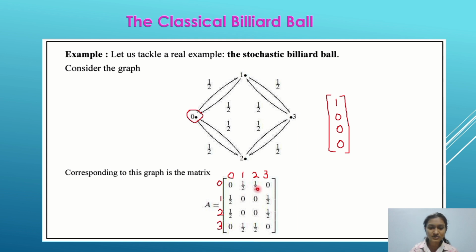Yes. So if you observe, from 0 to 1 it's half probability, and 0 to 2 is also half probability. So from 0 to 1 we have 1 by 2, and similarly 0 to 2 also we have 1 by 2, and the rest is 0. So this is our adjacency matrix. Let us see what happens in 1 time click, 2 time click, and so on.